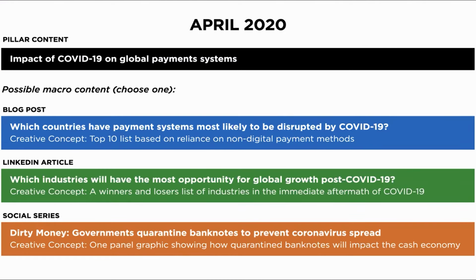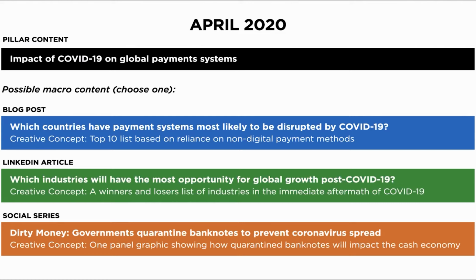This is to use that fintech client example again. We'll say, okay, our pillar content is the impact of COVID-19 on global payment systems. And are we going to do 1 or 2 or 3 or all 3, where we're going to have, here's what a blog post could be based on it. Here's what a LinkedIn article could be. Here's what a social series might look like.